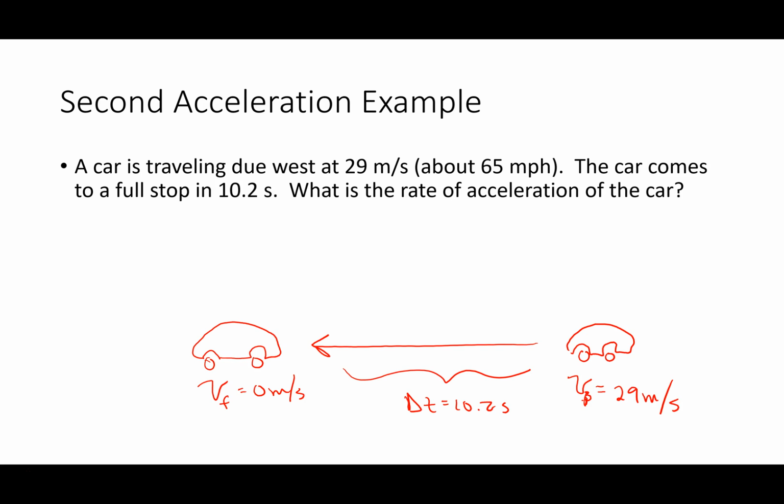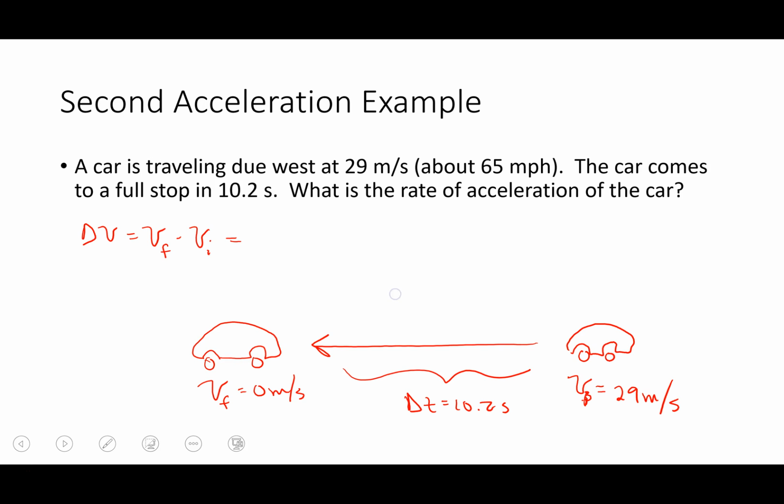So this time, if it's okay with you, I do want to pull out my delta v, my change in velocity, which is v sub f minus v sub I. So plugging in from my picture, my final velocity was what? 0 meters per second. My initial velocity was 29 meters per second. So what's that equal to? Negative 29. So that was my change in velocity.